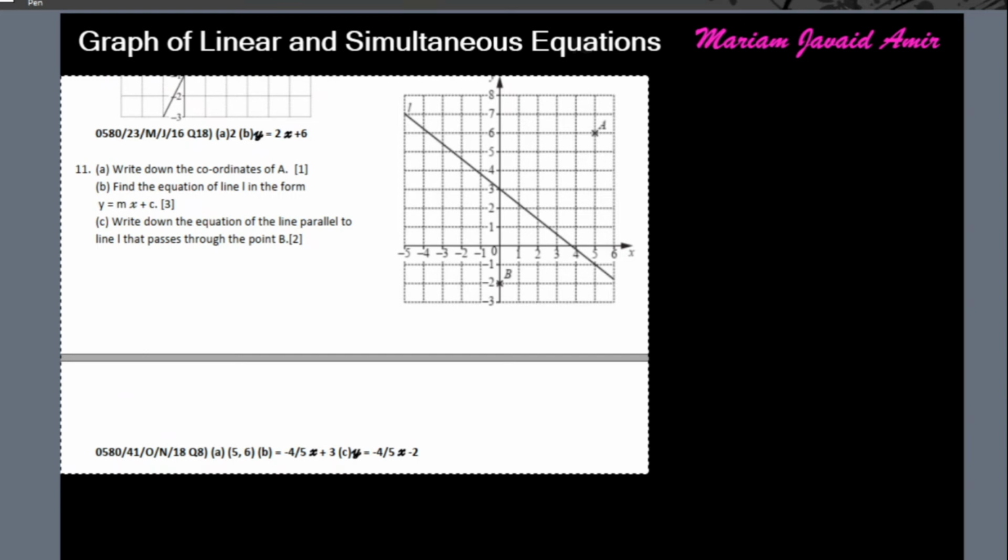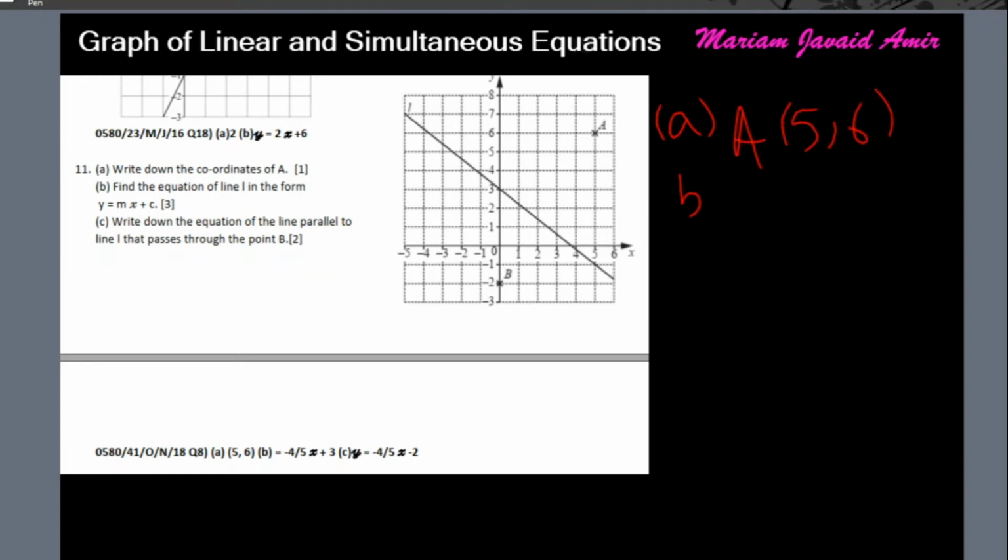Question number 11. Part A, write down the coordinates of A. So simply read out the coordinates. The x-coordinate of A is 5 here, and the y-coordinate is 6 here. So (5, 6) is the answer for part A. A is (5, 6).